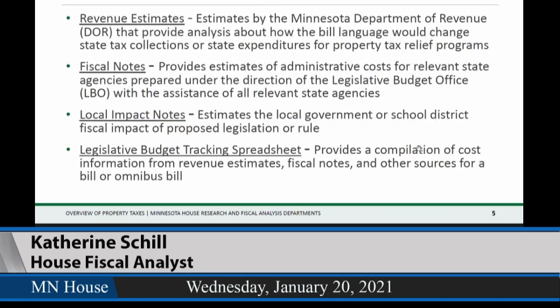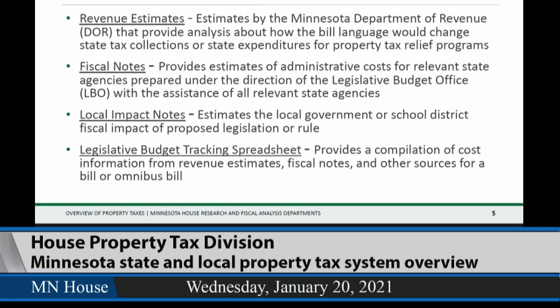Bills that change tax laws require analysis for their potential impact on tax collections. Here are the fiscal resources that we use in division and in tax committee. Revenue estimates. This is the most common tool used. All bills heard in committee will have a revenue estimate, which is an analysis that discusses changes in state tax revenues or state expenditures for property tax relief programs proposed in a bill. A revenue estimate identifies any proposed changes in a bill by making a comparison to the most recent economic forecast.